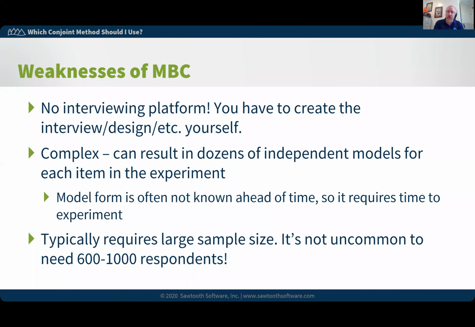And also it typically requires large sample sizes. Because we've got so many models and so many parameters that we're trying to estimate, it's not uncommon to see menu-based exercises start at 600 to 1,000 respondents, more if you've got a more complex model or you need to segment your markets.